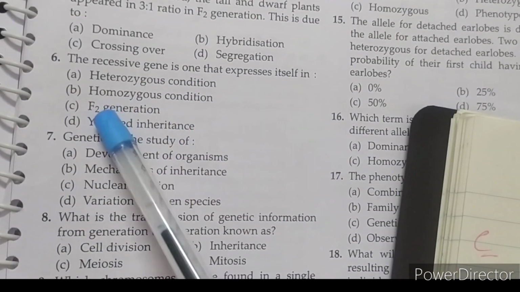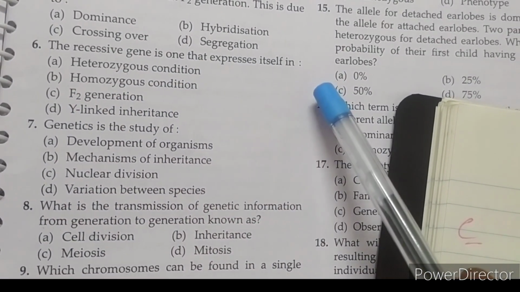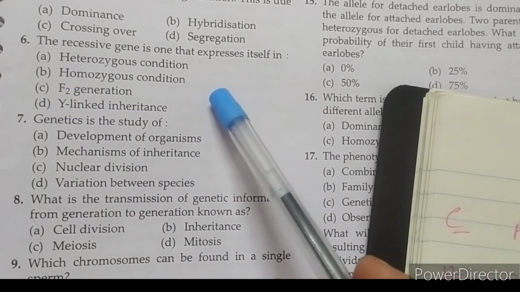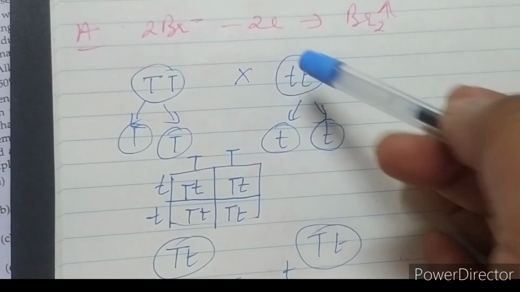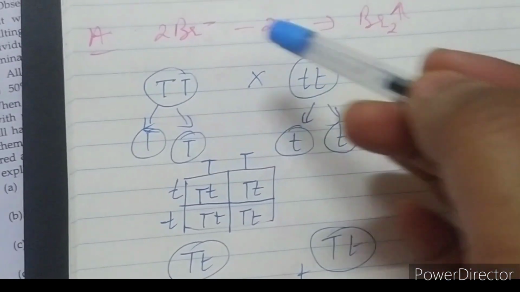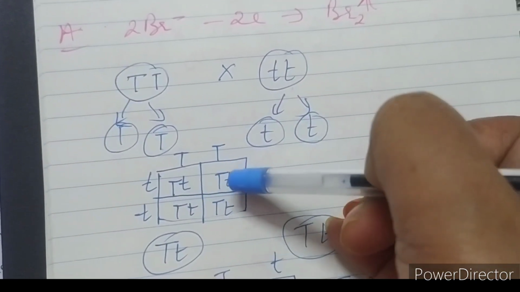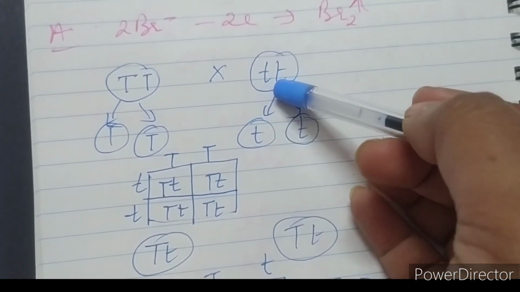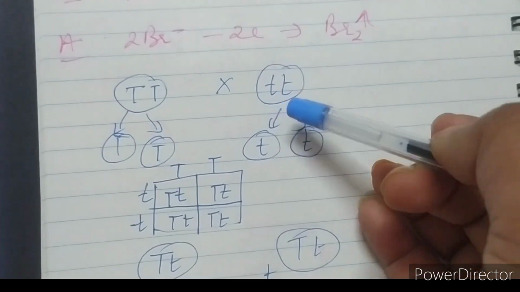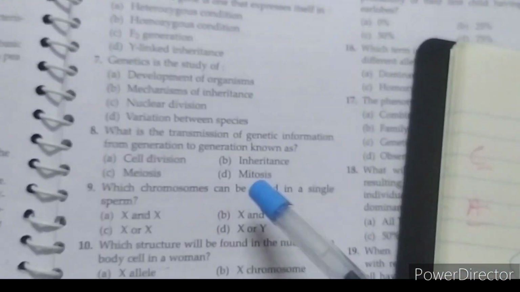Next is, the recessive gene is one that expresses itself in homozygous condition. A recessive gene is one which we write in small letters, and only if it is in homozygous condition will it show its effect. If one dominant gene is also present, then the dominant gene will show its effect, not the recessive gene. So a recessive gene should be in homozygous condition to show its effect.